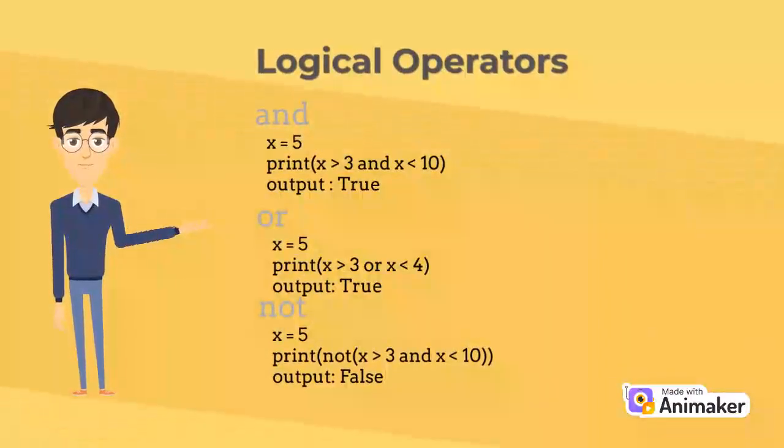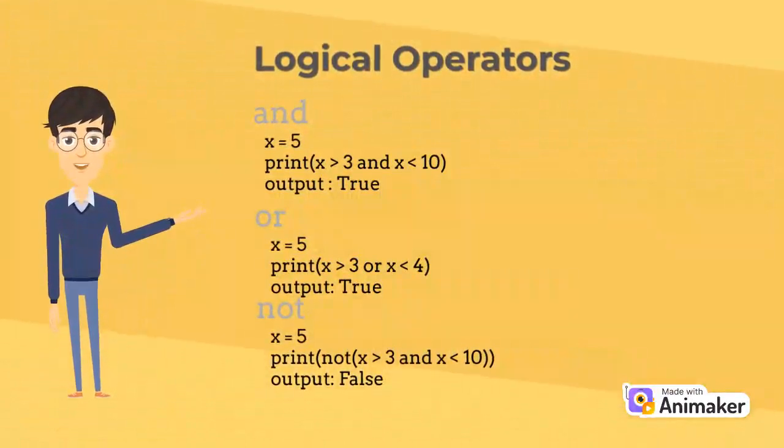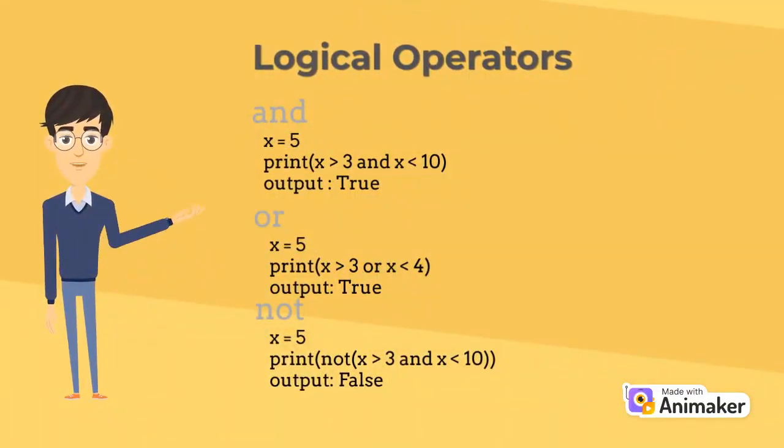Logical operators. And operator, we use a variable x is 5, print x greater than 3 and less than 10, output is true. Or operator, we use a variable x is 5, print x greater than 3 or less than 4, output is true. Not operator, we use a variable x equals 5, print not x greater than 3 and less than 10, output is false.